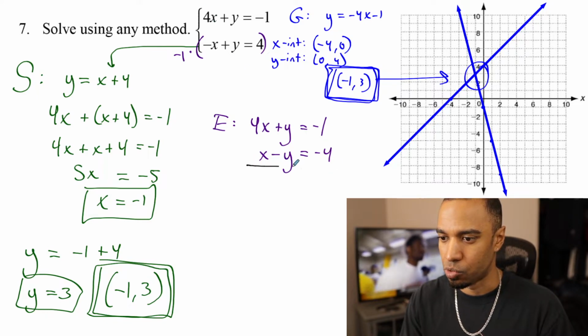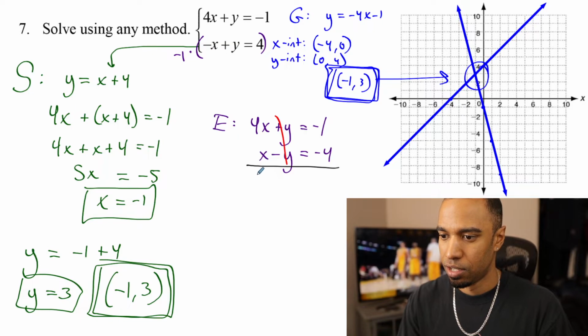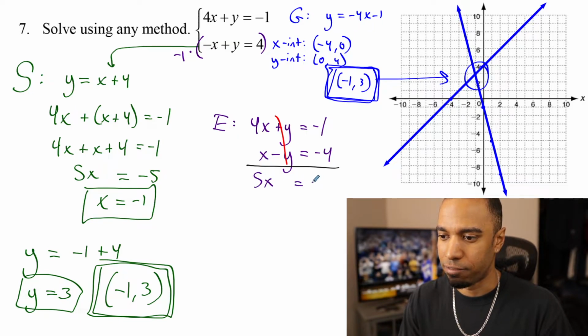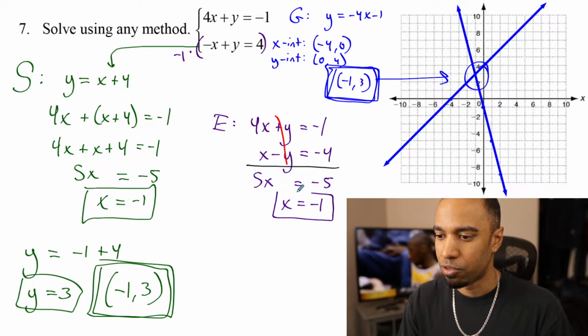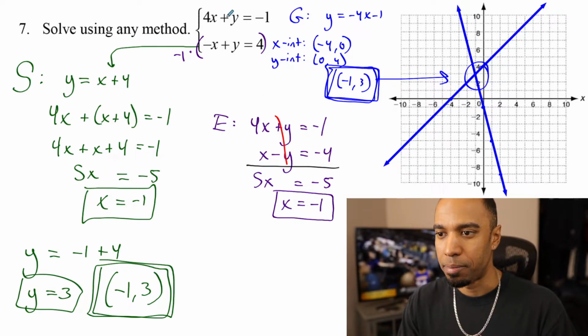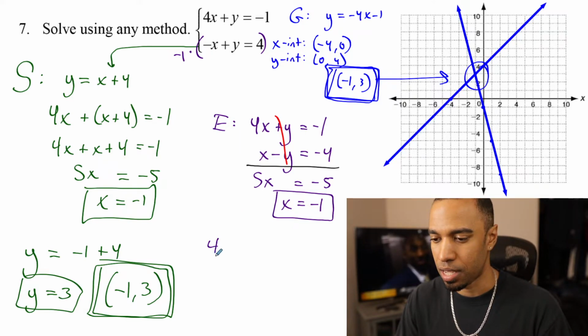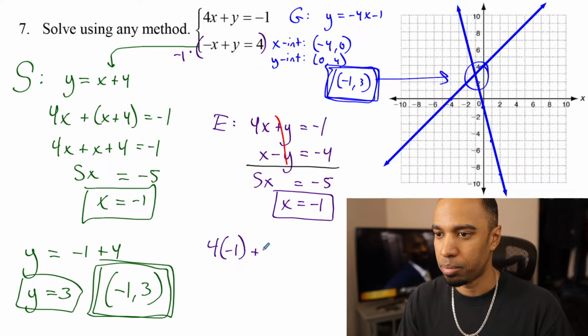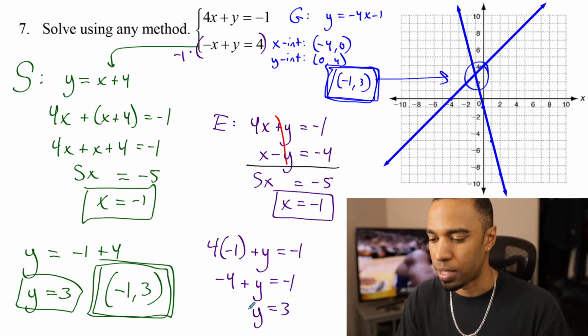In canceling out these y's here, as they'll go away, I'm going to go ahead and get 5x equals negative 5. Divide both sides by 5, I get x equals negative 1. And of course, go ahead and substitute. Let's try the top equation this time because I haven't played with that one through substitution yet. 4 times negative 1 plus y equals negative 1. And negative 4 plus y equals negative 1, and y equals 3.